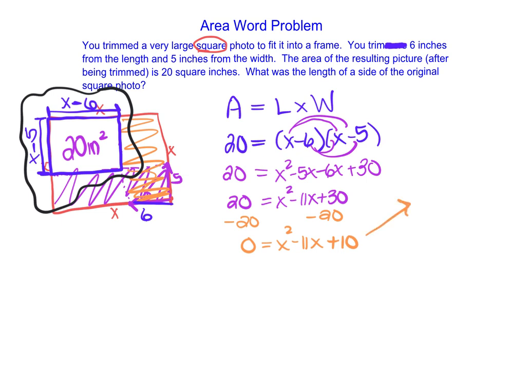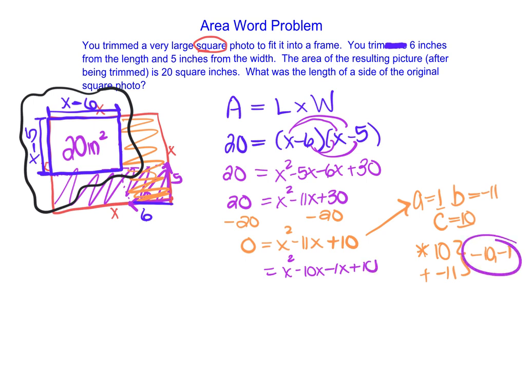When I look at this, I see that a and c are not both perfect squares, but I have an a value equal to 1, a b value equal to negative 11, and a c value equal to 10. So if we multiply a times c, we need two numbers that multiply to 10 and add to b, which is negative 11. If I think through what two numbers multiply to 10 and add to negative 11, I come up with negative 10 and negative 1. So here I'm now going to work on factoring this. I have x squared minus 10x minus 1x plus 10. I used those two numbers to help me.